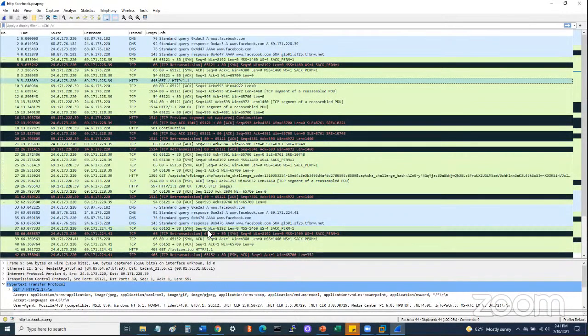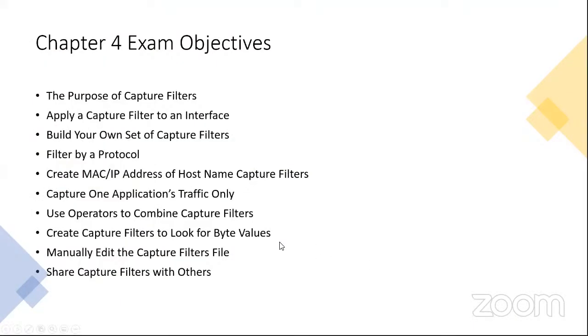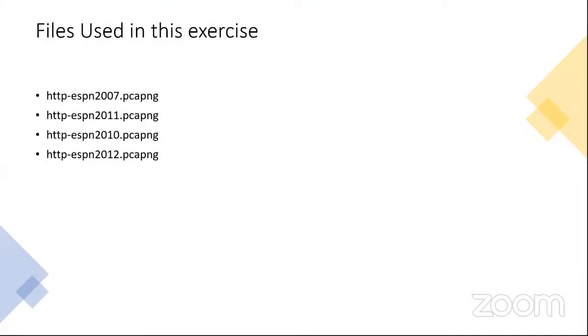No? All right. So I will get back to the slides. All right, so we talked about the chapter 4 example. They're using 4 files in this exercise, which you can get from our Google Drive file. And those are ESPN files.